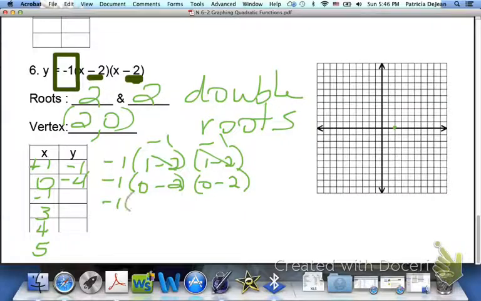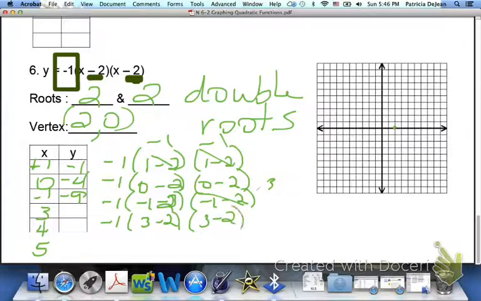Okay. And at negative 1, we have negative 1 minus 2 times negative 1 minus 2. Both of these are going to be negative 3. So negative 3 times, I should have put a 2 there, sorry. Negative 3 times negative 3 is positive 9 times negative 1 is negative 9. And then if I put a 3 in, 3 minus 2 times 3 minus 2. That's negative 1 times negative 1 times negative 1. We have a negative 1.